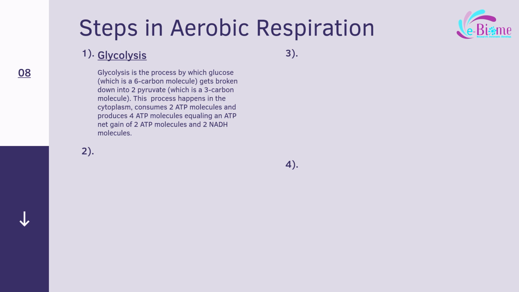The first step in aerobic respiration is called glycolysis. Glycolysis is the process by which glucose, which is a 6 carbon molecule, gets converted and broken down into 2 molecules of pyruvate, which is a 3 carbon molecule. This prepares it for the next steps in aerobic respiration. This process typically occurs in the cell cytoplasm.